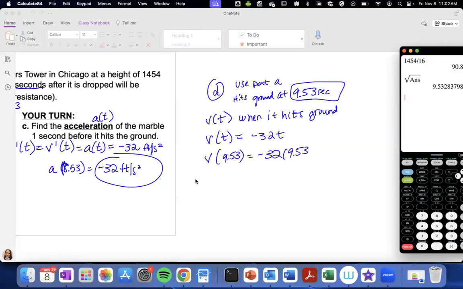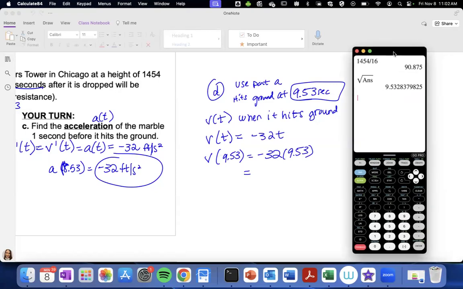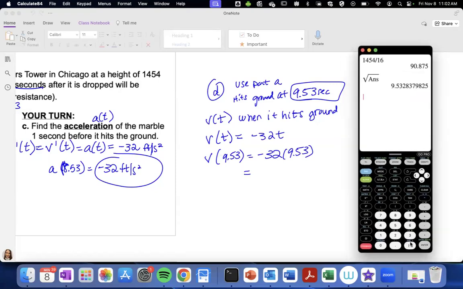So we found this. You guys did this in the bell ringer, so very similar problem. So I just hit negative 32 times 9.53. If I want a more exact value, I could just multiply it by that whole decimal. But I got negative 304.96 units for velocity. You got it, feet per second. The more you say it, the more you remember.